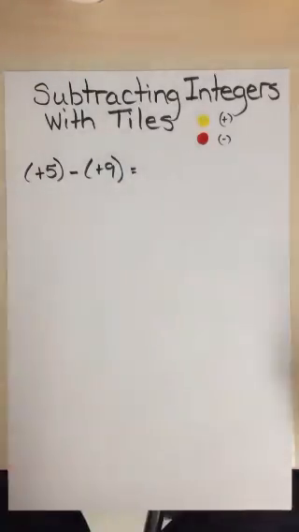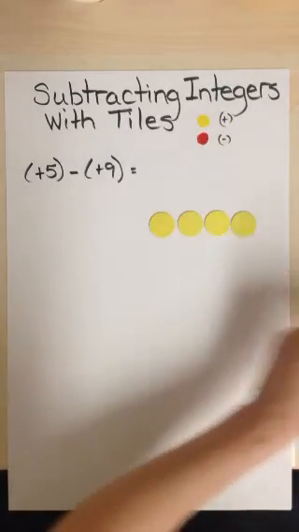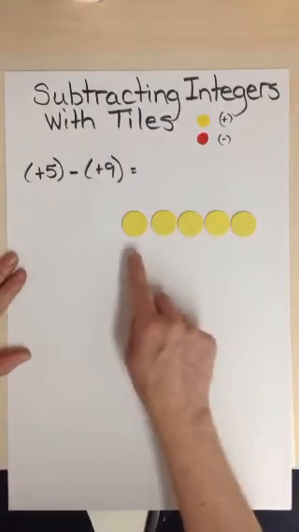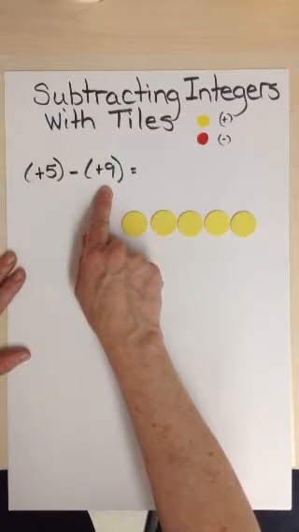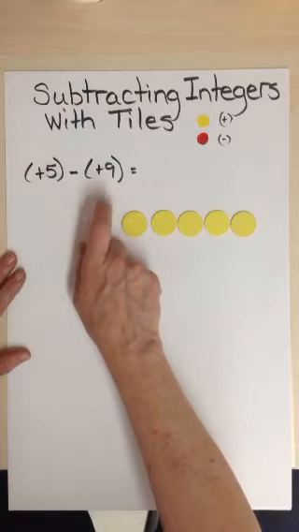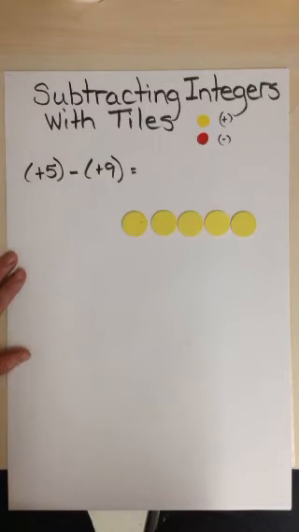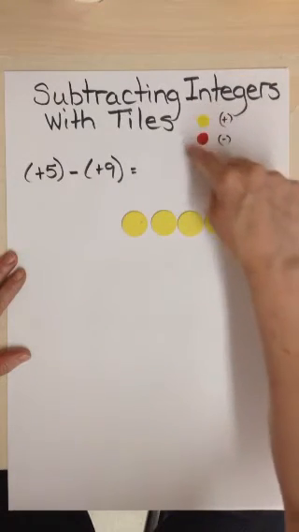So let me start off with my tiles. I'm going to put 5 positives here. And you should be already realizing that I don't have enough positive tiles to be able to take 9 positives away. So this is the dilemma that I can be faced with when dealing with tiles and subtracting integers. That brings me back to the concept that we studied earlier about zero pairs.